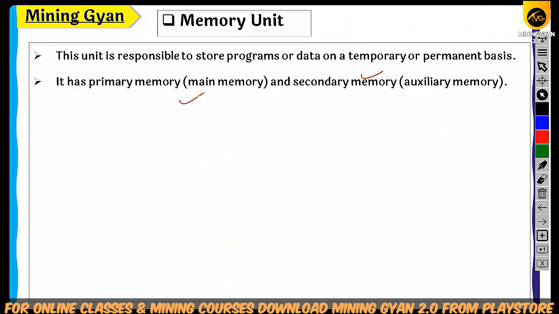It has primary memory, that is also called the main memory, and the second one is the secondary memory, which is also called auxiliary memory.